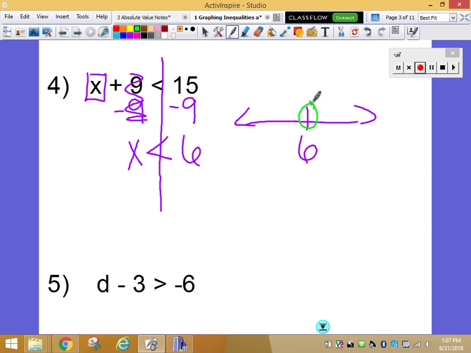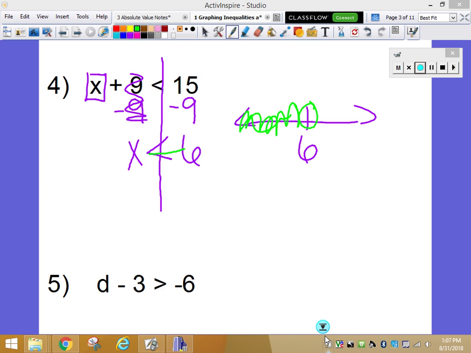I'm going to put a circle. Should I shade it in or leave it open? You should leave it open because there is no line under it. And then if I turn that into an arrow, it points to the left, which means I would shade to the left.